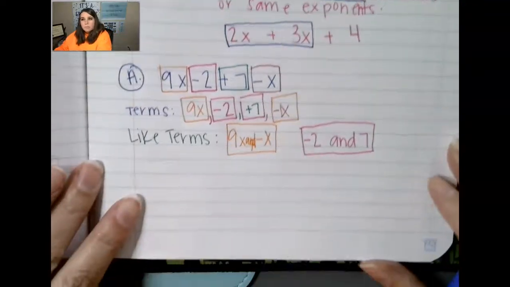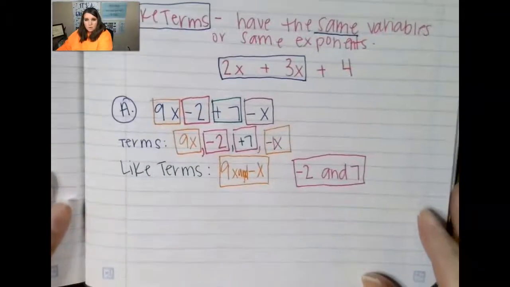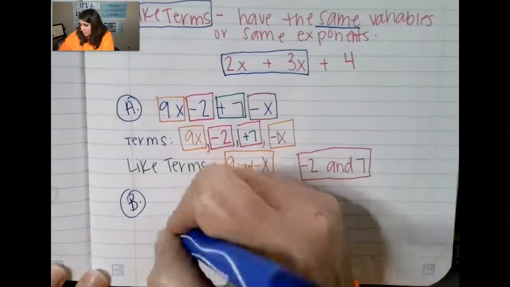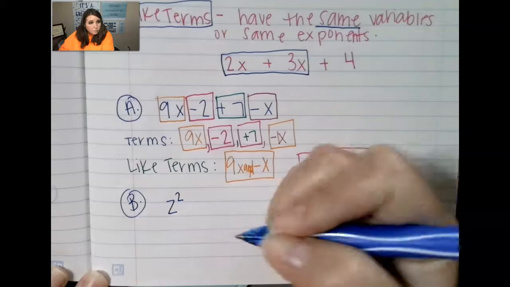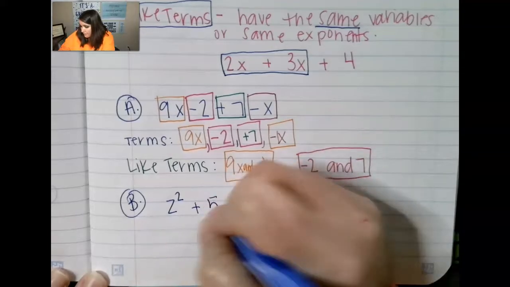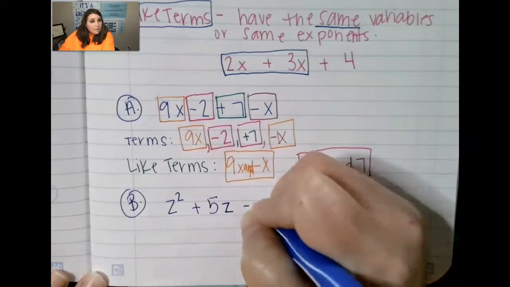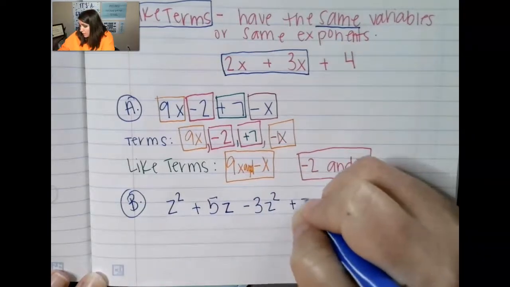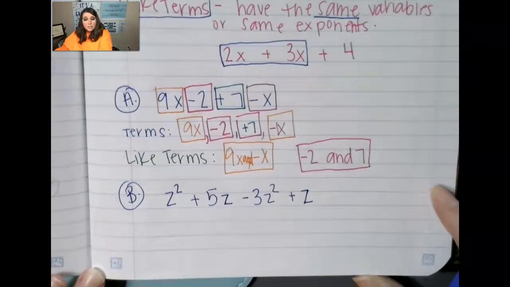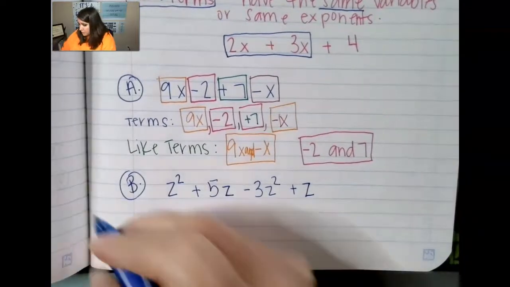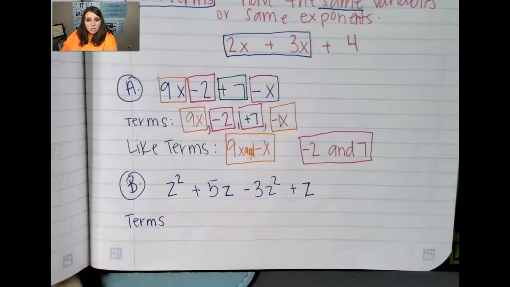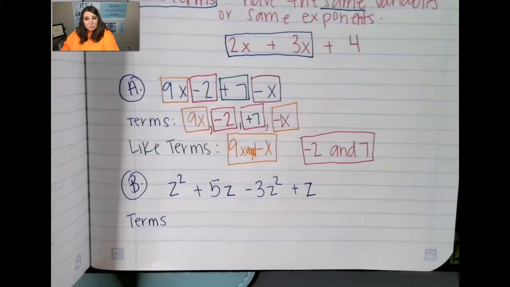So our next example, example B, looks like this. We have z² plus 5z minus 3z² plus a z. All right, so first of all, let's look at the terms. So let's go ahead and look at the terms that we have, and we're going to just start shaping things together. So I'm going to do this one just a little bit differently so that you can see it.